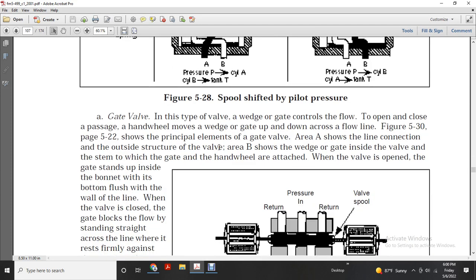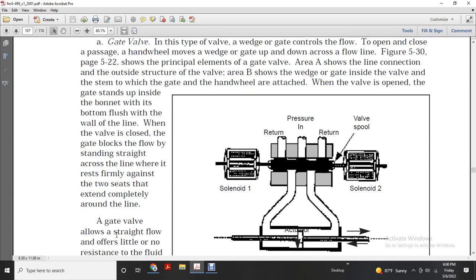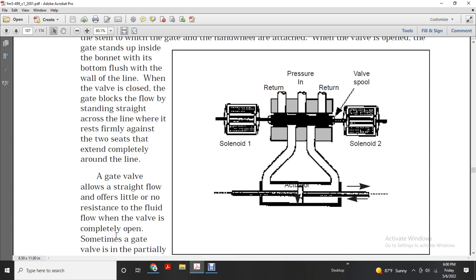Alright, gate valve. At the top of the gate valve, the wedge gate valve controls the valve's opening and closing with a chain wheel, with the wedge of the gate moving up and down to cut off the flow line. Figure 30 on page 52 shows the principal elements of the gate valve. Area A shows the iron connection for the outside structure of the valve. Area B shows the wedge of the gate inside the valve with the stem and the width of the gate and the handle attached. When the valve is open, the gate stands up inside with the bottom flush with the wall of the line. When the valve is closed, the gate stands straight across the line, seated firmly and extending completely around the line.